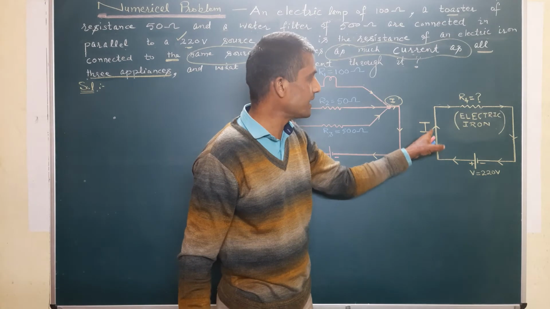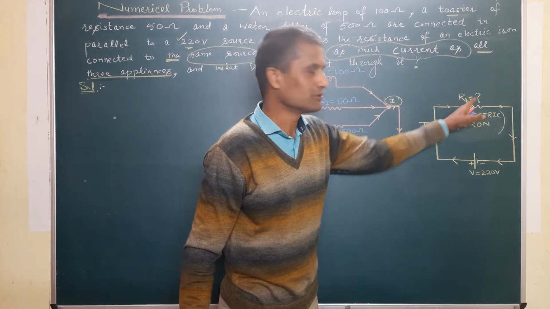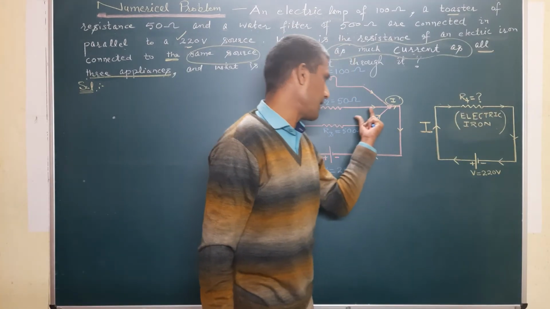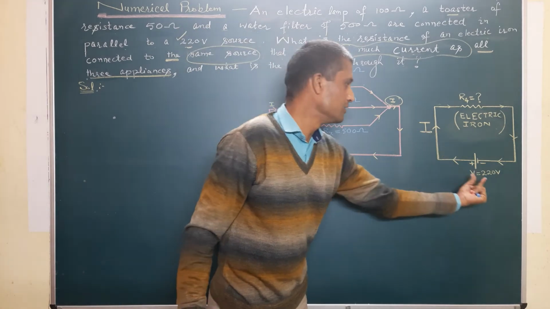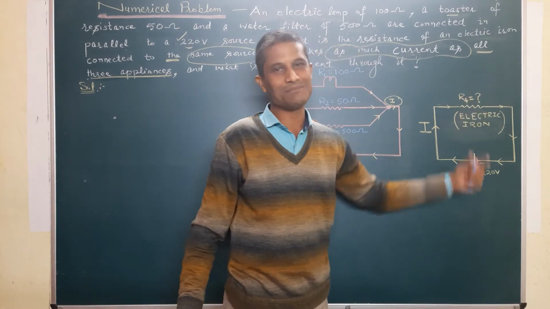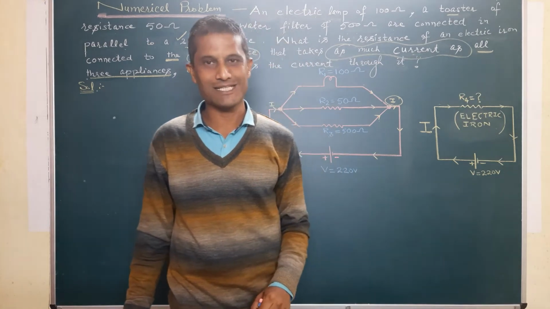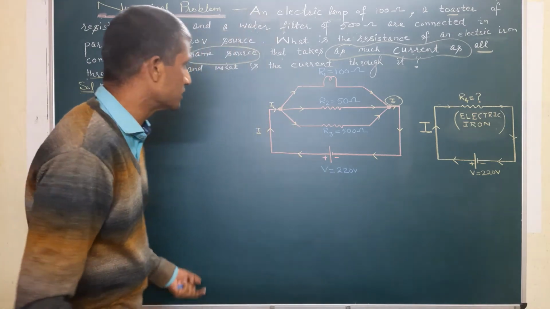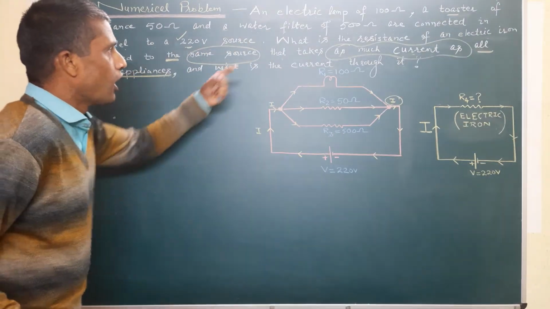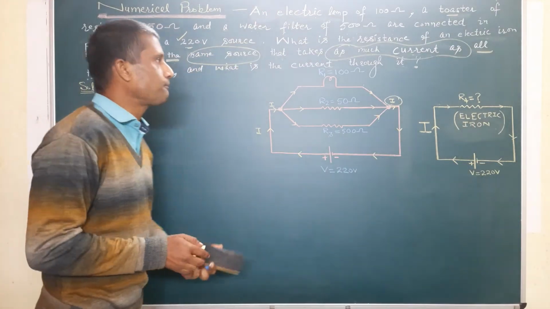Yes, I current will flow through R4. So we use the value of I and the value of V, and then we will find out the resistance of the electric iron. That's how we will have to proceed in the forward direction. So let us put everything in mathematical form here.